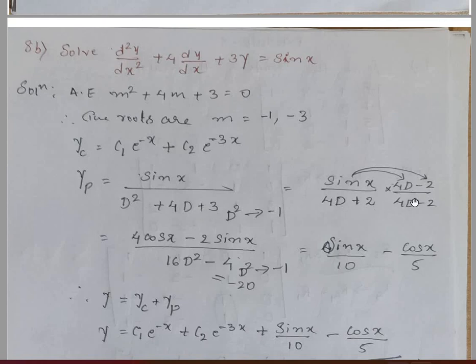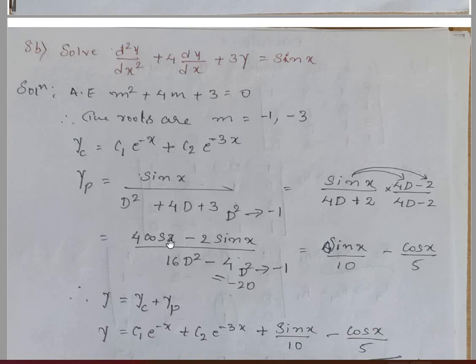Now rationalize the denominator, since the problem will be of the form sin x divided by f of D, it is not in the standard form. It should be f of D square. To make sure of that, I am going to multiply and divide by 4D minus 2, and in the numerator I am going to multiply by sin x. 4 into the derivative of sin x is cos x, so 4 cos x minus 2 sin x, divided by 4D into 4D is 16D square, minus 2 square, that is 4. Replacing D square by minus 1, that value will be minus 20.